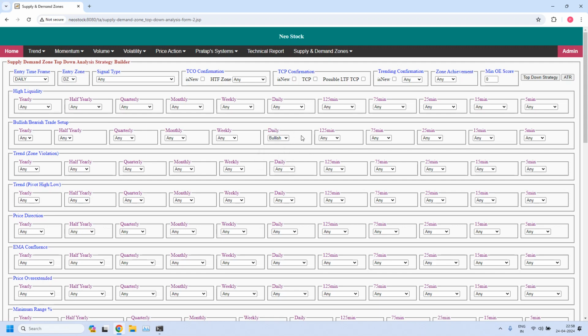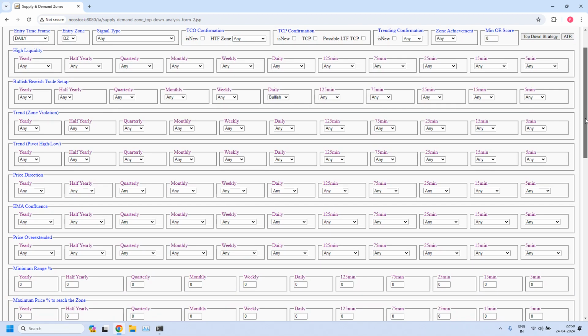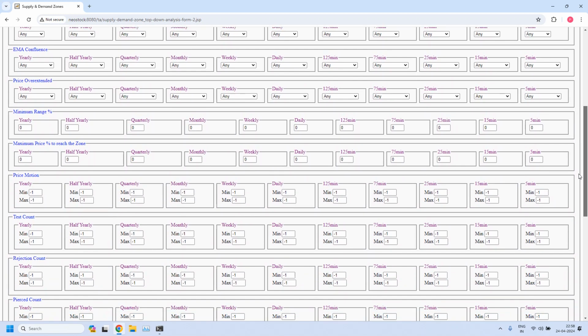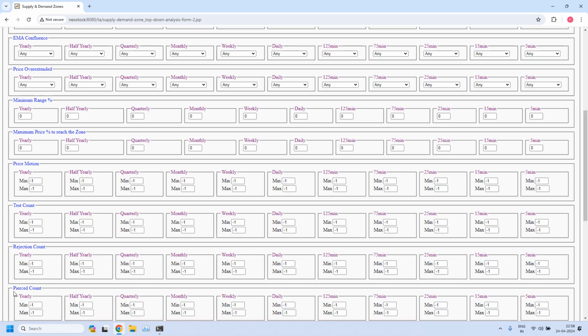In this parameter, bullish or bearish trade setup parameter, in daily time frame, I am selecting the value bullish. I am also going to set 3 additional filters. The first filter is about pierced zones. We don't want pierced zones. So there is a parameter called pierced count, the last parameter in this page. In daily time frame, that is our entry time frame, I am setting minimum value 0, maximum value 0, which indicates pierced count should be 0. Pierced count 0 means the zone is not pierced.